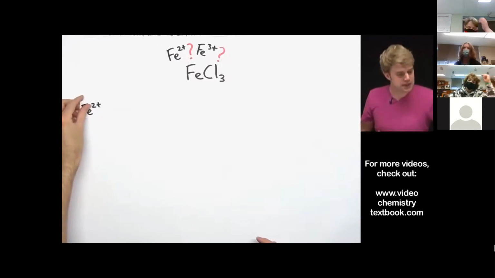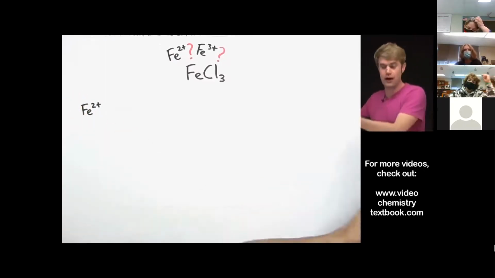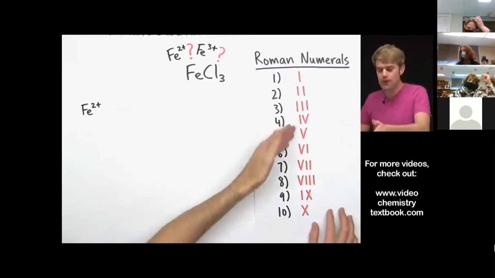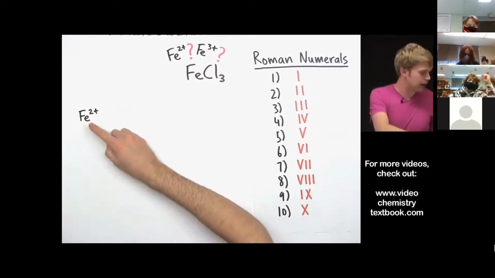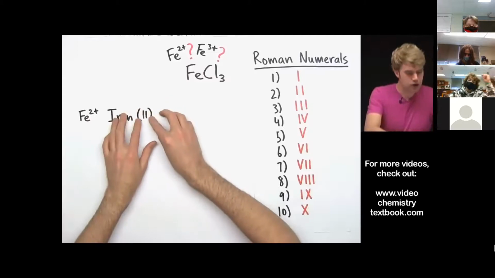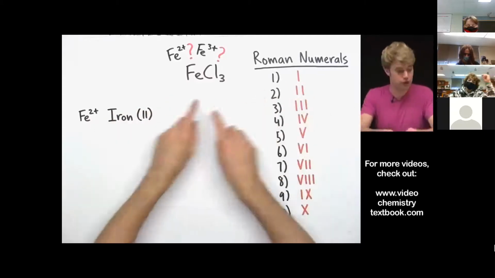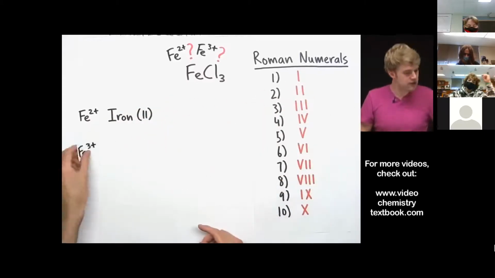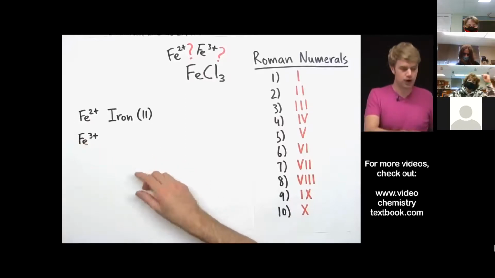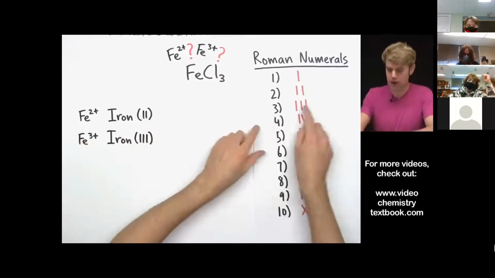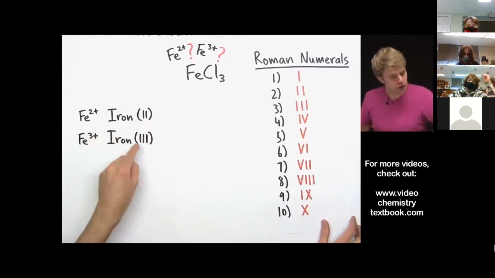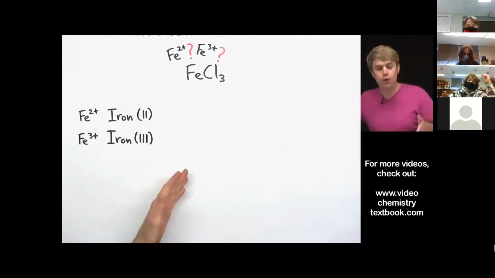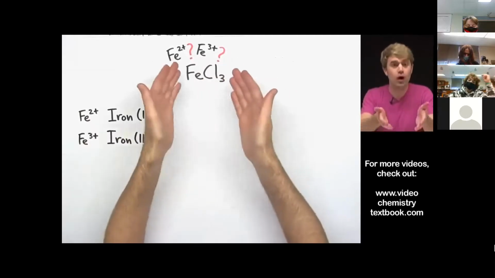Now, we can distinguish between these two ions by using Roman numerals to give them different names. So the Fe2+ ion, we call that iron 2, with the Roman numeral for 2 in parentheses. The Fe3+ ion, we call that iron 3, with the Roman numeral for 3 in parentheses. And we'll use these ion names when we want to name the whole compound.